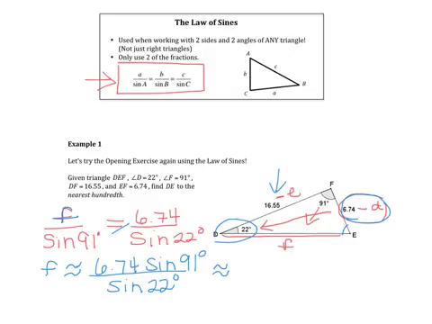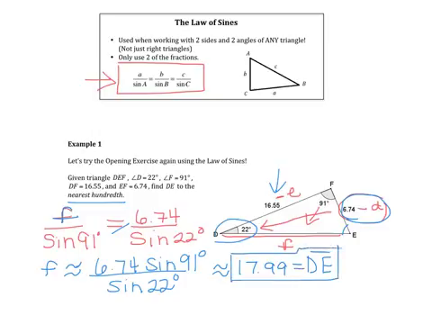So the length of side f is 17.99, rounded to the hundredths place because that's where you're asked to round. As a result, the length of side DE is equal to 17.99. Any questions? Take this opportunity to pause and ask me at this time.